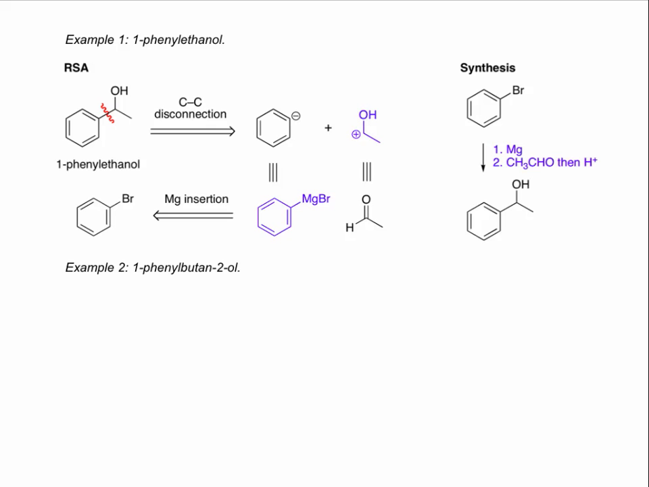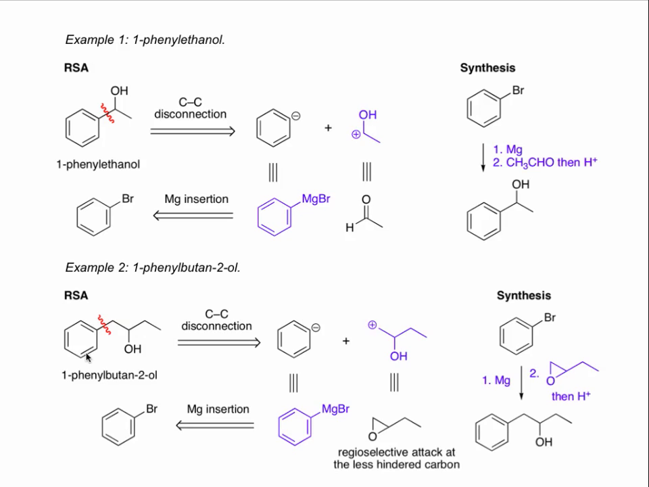We'll look at one other example now, 1-phenylbutanol. And again we're going to disconnect the ring from the side chain, minus on the ring, plus on the side chain. Synthetic equivalent for the anion will be a Grignard. Synthetic equivalent for this, we have a plus with 2 carbons, and the second carbon bears the OH, is an epoxide. And the Grignard can be derived from the corresponding bromide.